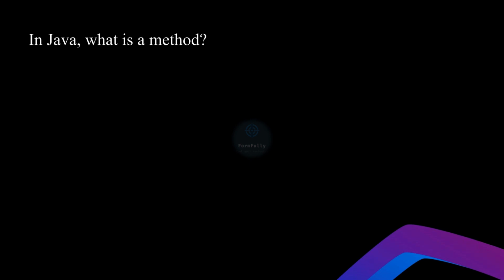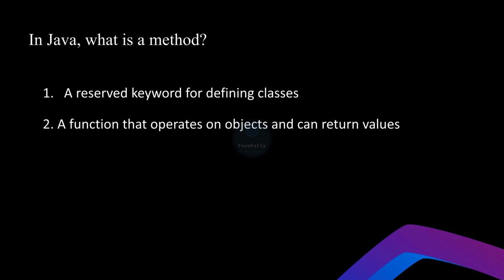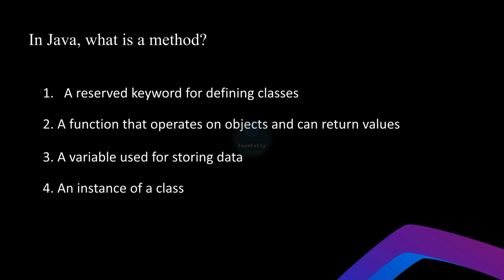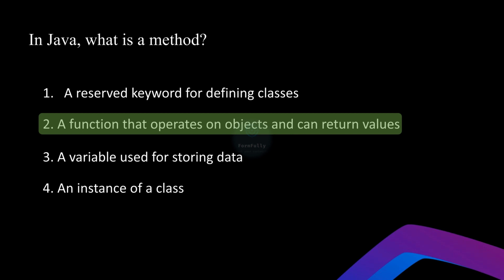Next question. What is a method? A reserved keyword for defining classes, a function that operates on objects and can return values, a variable used for storing data, an instance of a class. A method in Java is a function defined within a class that operates on objects, that is instance methods, and can return a value. A reserved keyword for defining classes describes the class keyword. A variable used for storing data describes a variable, not a method. An instance of a class describes an object, not a method. So the correct option is 2.